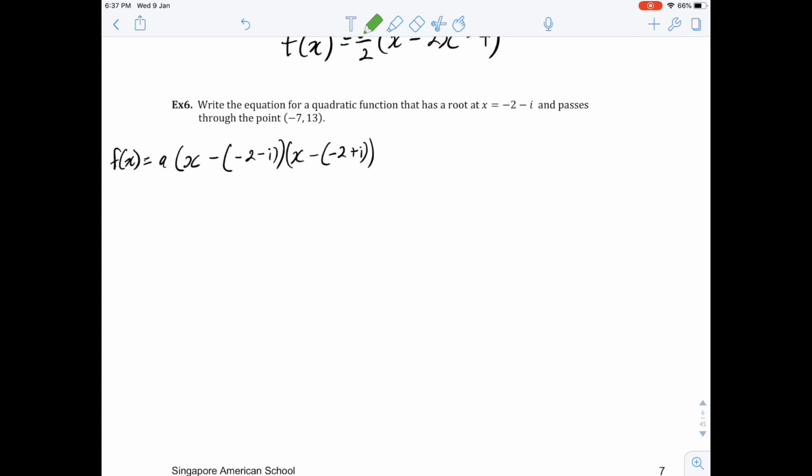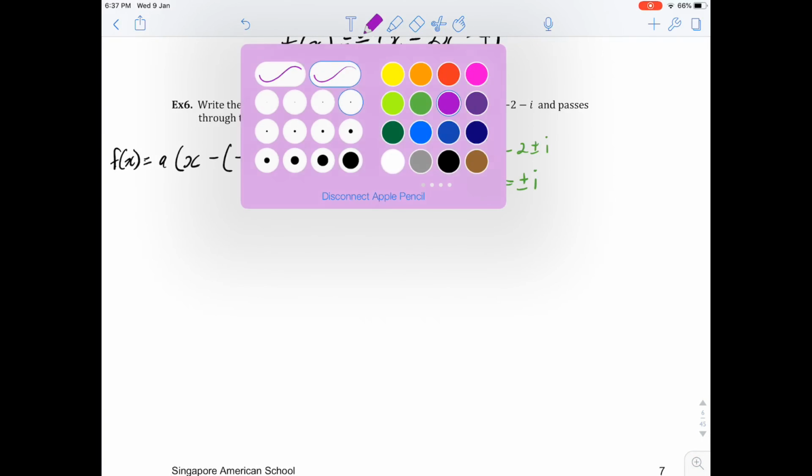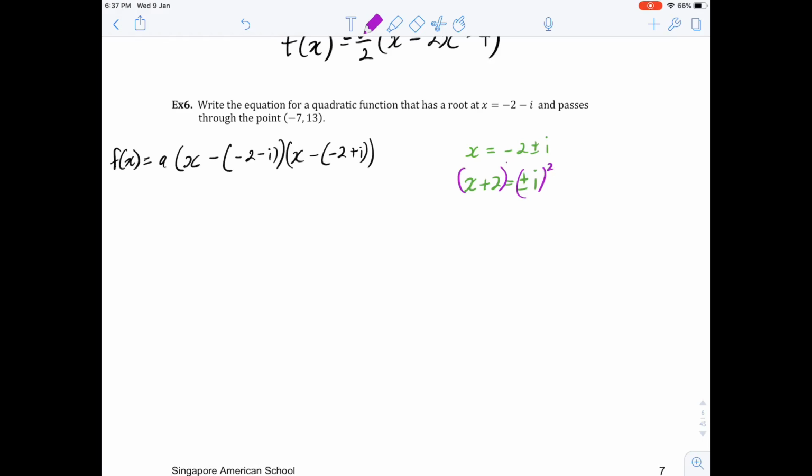In this case, I'm going to use the reverse solving instead, and so I'm going to say x is equal to minus 2 plus or minus i, x plus 2 is equal to plus or minus i. I'm going to reverse the solving by squaring both sides. x squared plus 4x plus 4 is equal to minus 1. Remember, the square root of minus 1 is equal to i, and therefore i squared is minus 1. And so that's where that's been obtained. And so x squared plus 4x plus 5 equals 0.